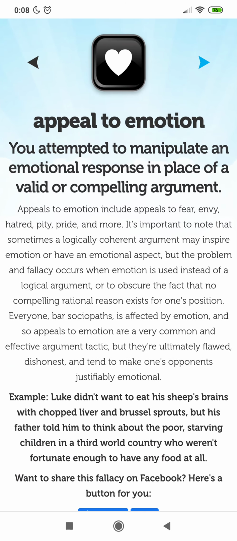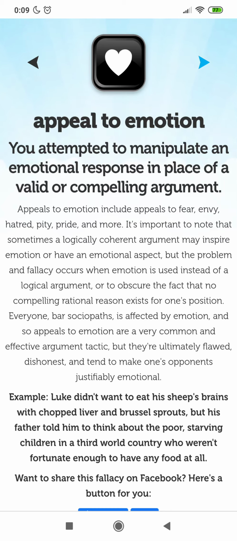Appeal to emotion. You attempted to manipulate an emotional response in place of valid or compelling argument. Appeals to emotions include appeals to fear, envy, hatred, pity, pride, and more. It's important to note that sometimes a logically coherent argument may inspire emotion or have an emotional aspect, but the problem and fallacy occurs when emotion is used instead of a logical argument, or to obscure the fact that no compelling rational reason exists for one's position.